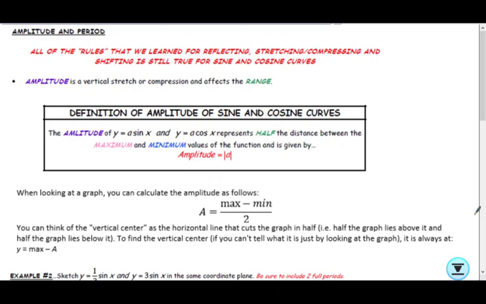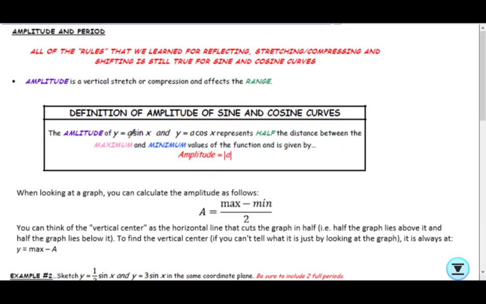So now let's start talking about amplitude, and then tomorrow we'll talk about period. Okay? All of the rules that we learned for reflecting, stretching, compressing, and shifting are all still true for sine and cosine curves. Okay? All those transformations we learned at the very beginning of the year when we talked about A, B, H, and K and what they do and how they affect the graph, nothing has changed. Okay? Nothing. So we're going to talk about amplitude. Amplitude is the vertical stretch or compression, and it affects the range. Okay? So basically, when you hear amplitude, we're talking about the A transformation.